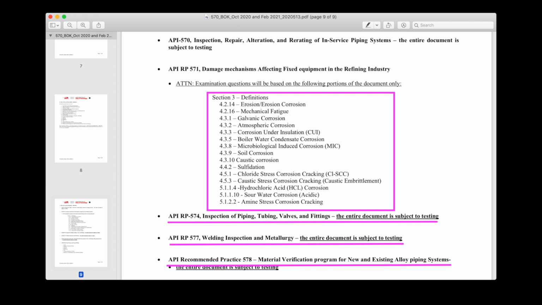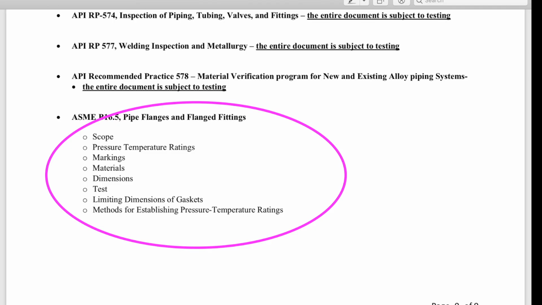The next one is Recommended Practice 574, inspection of piping, tubing, valves and fittings. The entire document is subject to testing. Next is 577, as I mentioned before, welding inspection and metallurgy. The entire document you have to read. The next one is API RP 578, material verification. This also is to be covered completely for the exam.